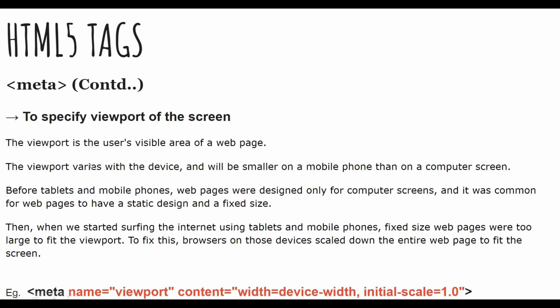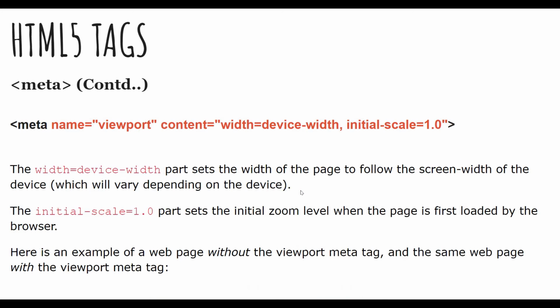So for that we use the meta viewport. We give name equal to viewport, content equal to width equal to device-width. So in the content attribute, we give width equal to device-width. This is the piece of code which will fit the width of the page into that device. It will check the width of the device, and then adjust the web page to it. Initial scale equal to 1.0.